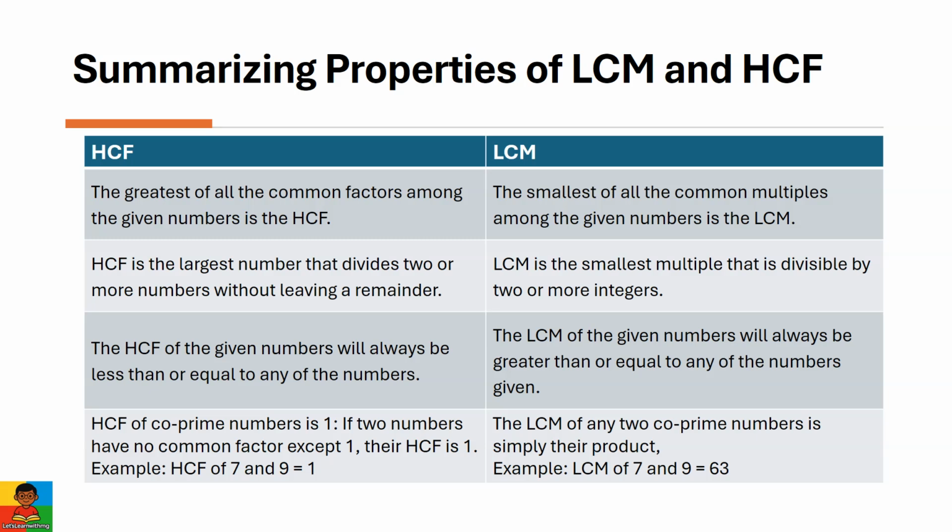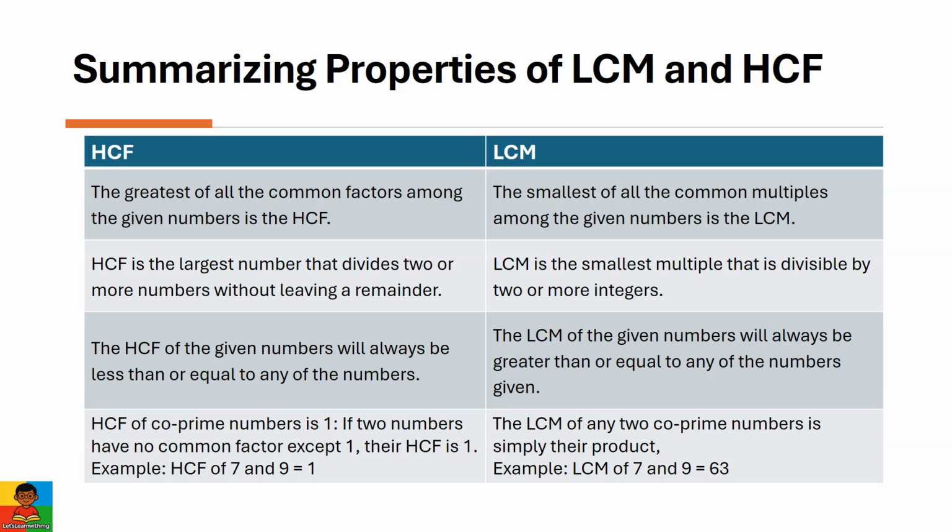Let's summarize. The greatest of all the common factors among given numbers is the HCF. HCF is the largest number that divides two or more numbers without leaving a remainder, and will always be less than or equal to any of the numbers. HCF of coprime numbers is 1. For example, HCF of 7 and 9 is 1.